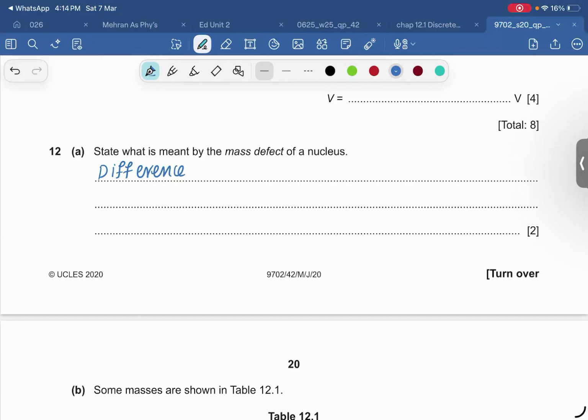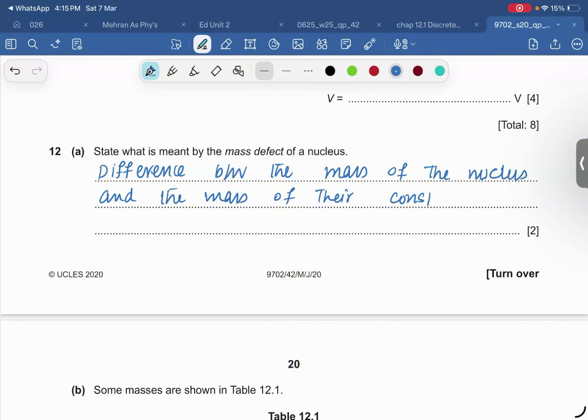Okay. So it is basically the difference between the mass of the nucleus and the mass of their constituents when they are at infinity. What does this mean?